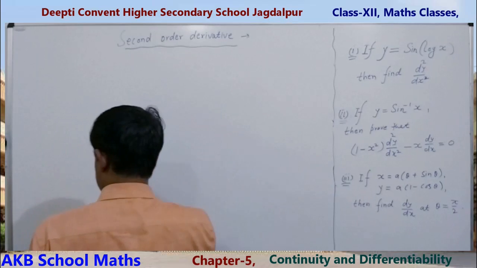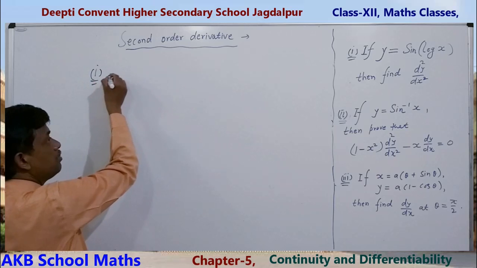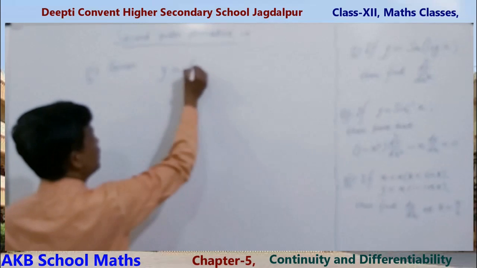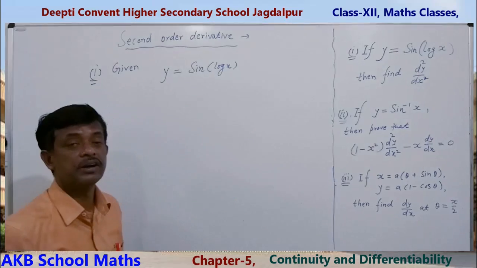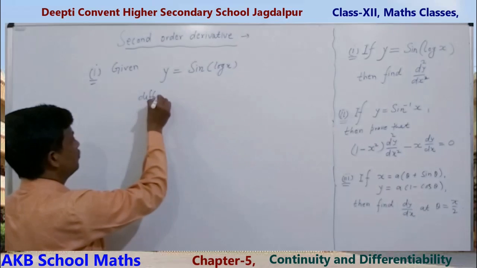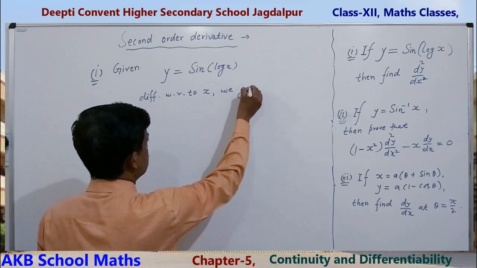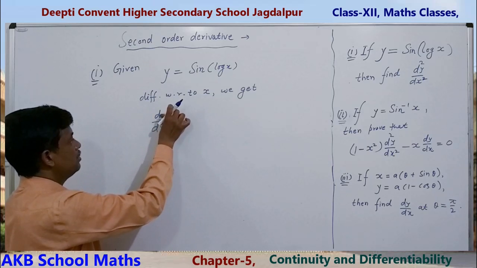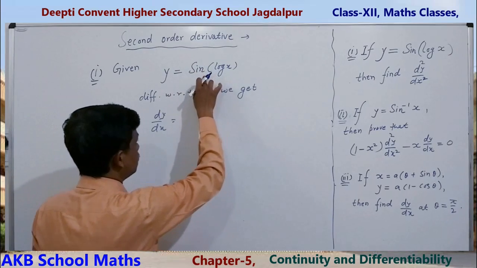Okay, so here we take the first question. In the first question what is given? Given y equals sine of log x, and we have to find the second order derivative. So first differentiate the given function the first time with respect to x. We get dy upon dx equals the derivative of a composite function.